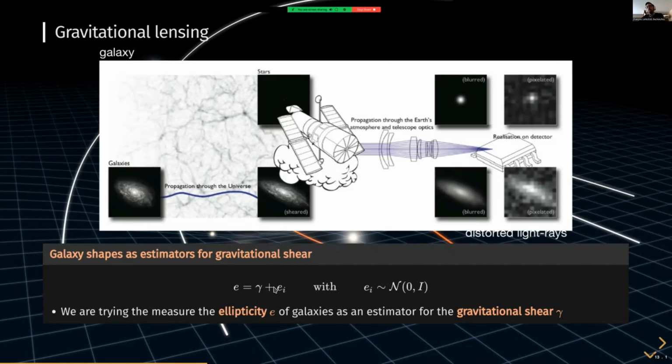And we can model this ellipticity as some unknown ellipticity of the galaxy before lensing, plus a contribution that comes from this gravitational lensing. So we call it gamma. This is the gravitational shear here. Why do I tell you about this?